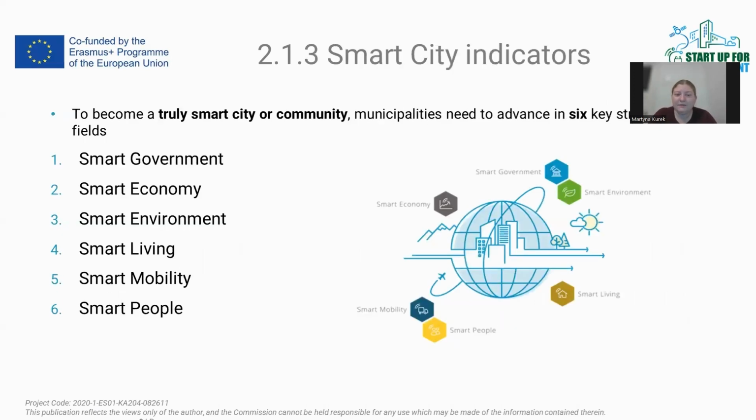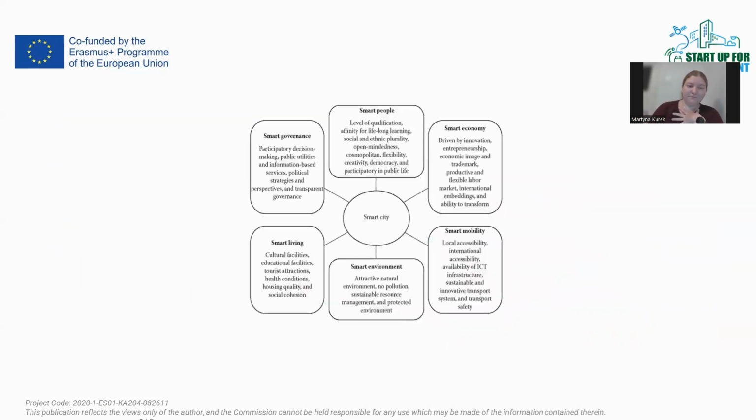Again, to become a smart city, it is important to implement smart solutions in every aspect of the city. So not only regarding economy, but also the government, the environment, the living, the transport, mobility, and to provide knowledge to the citizens, so they can become smart people. Again, it is all very much connected.